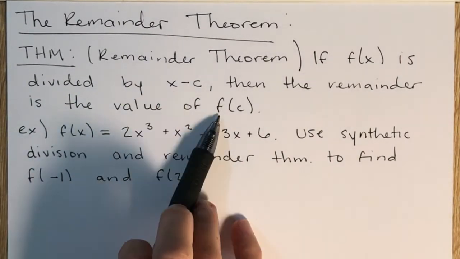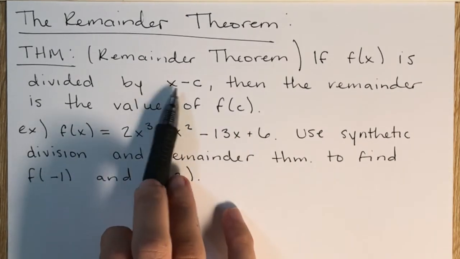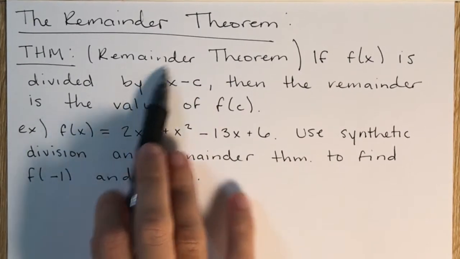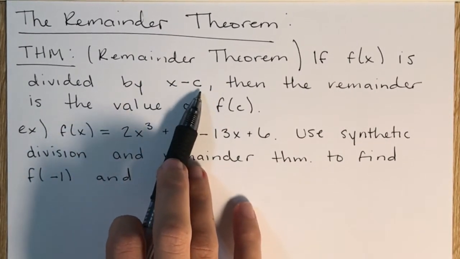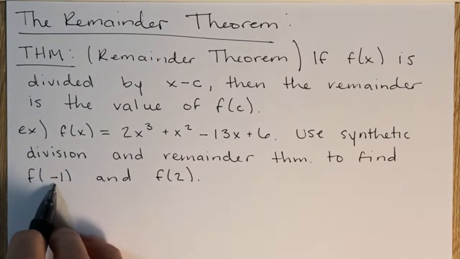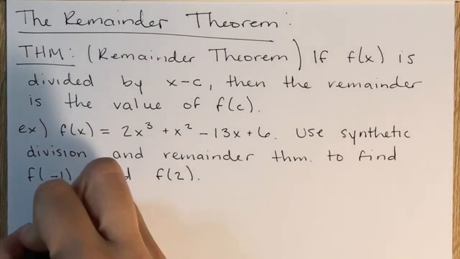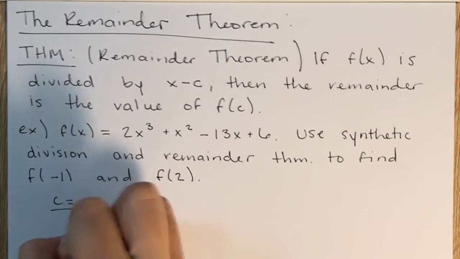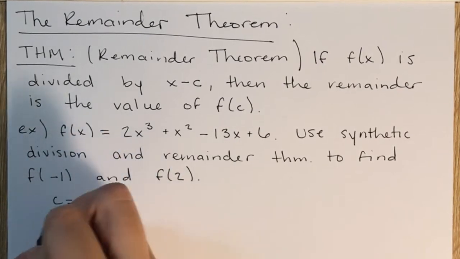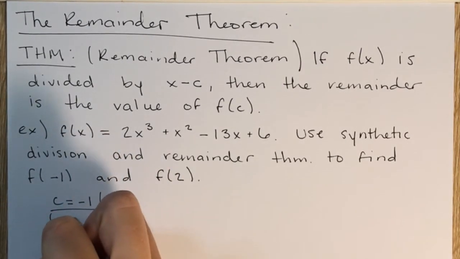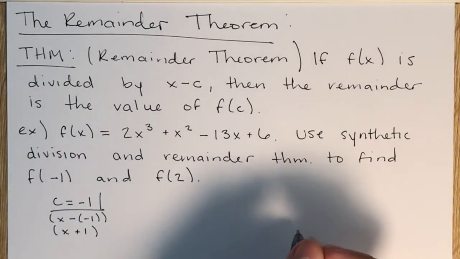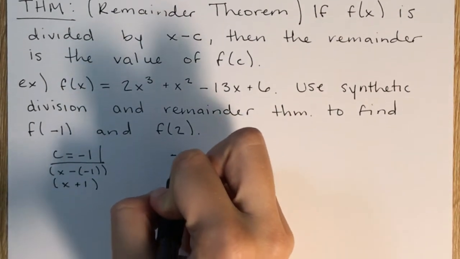Well, remember, we're looking for f of c. When we're given a divisor of x minus c, then in order to find c, we have to flip the sign. But here we're given c. So here, c is negative 1. A lot of times folks will make the mistake of flipping the sign too many times, right? So here this means that we're looking at the factor x minus negative 1, or x plus 1. So negative 1 is what goes in our corner.